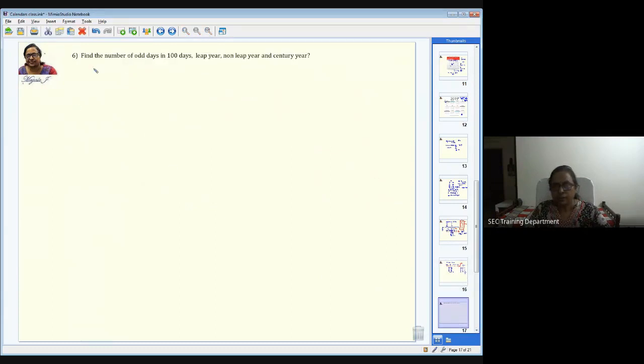See, the very first problem is find the number of odd days in 100 years. Leap year, non-leap year, and century year. Just one problem you do it. Let me see whether you have understood this. Find the number of odd days in 100 years. Can you just give me the answer? After you give the answer, then I'll explain this. It's quite very simple.